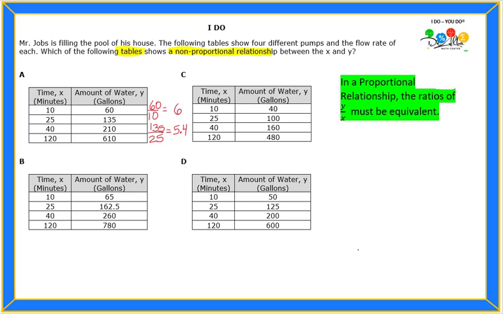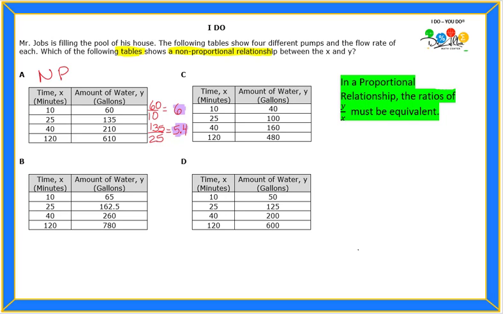What do you notice right now? I got a 6 and then I got a 5.4. Are those two numbers equal? No, they're not, right? So what does it mean about letter A then? Is letter A a proportional relationship? No, because in order for a table to be a proportional relationship, their ratios must be equivalent. And right now I notice they're not. So letter A is a what? Non-proportional.